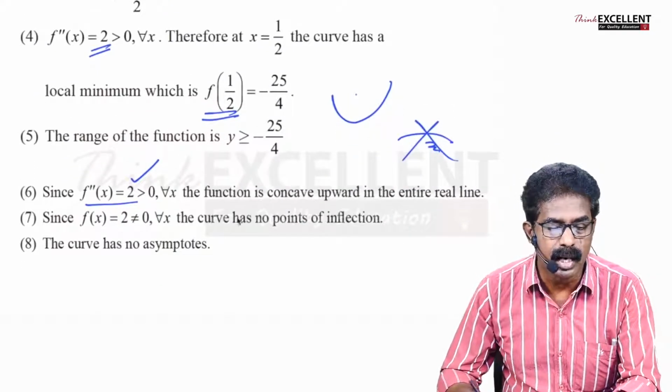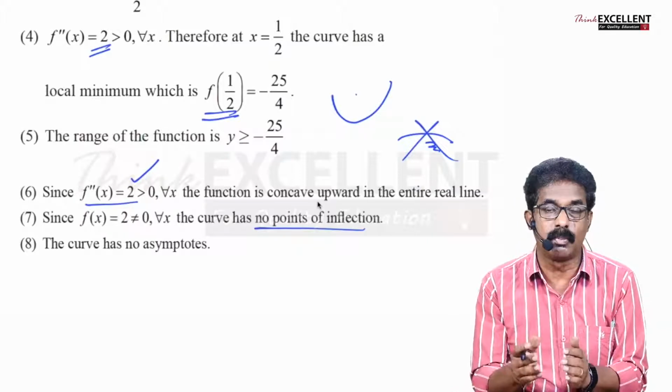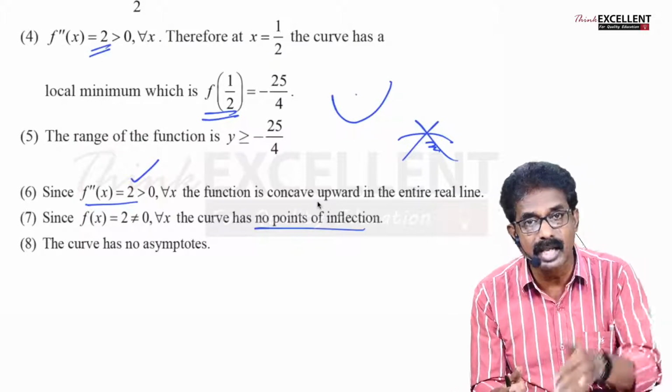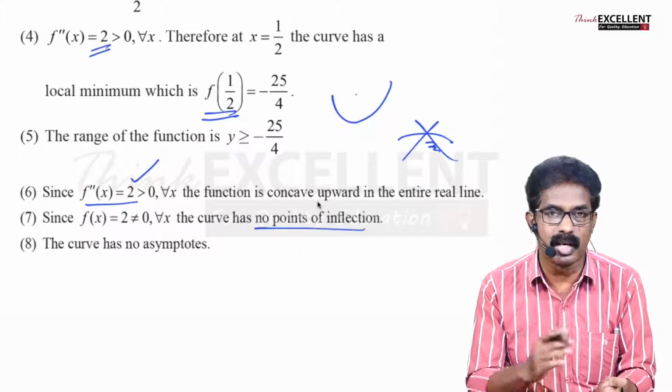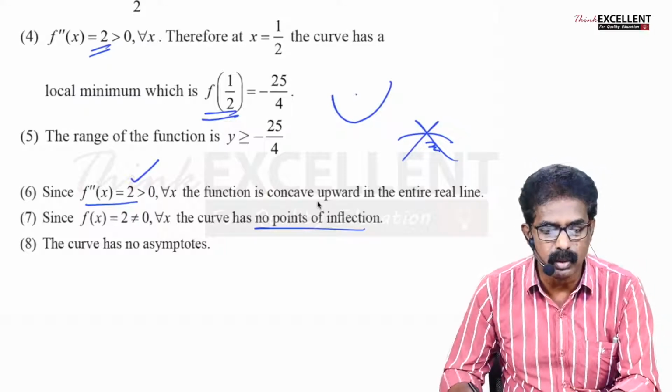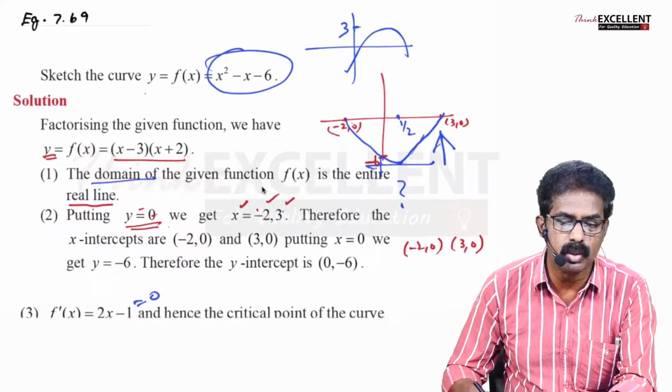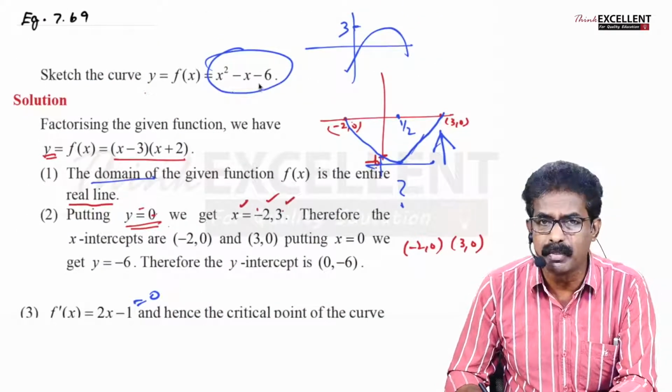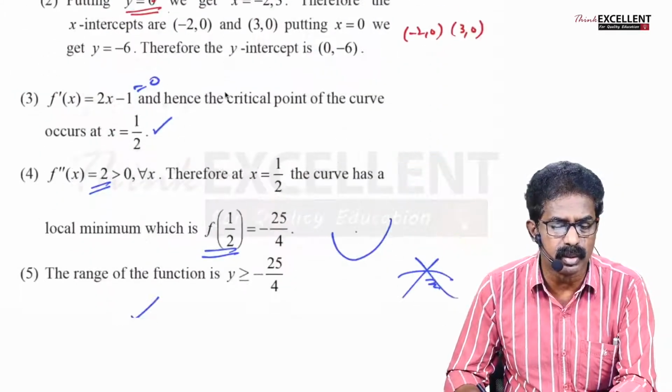Okay, and there is no point of inflection, because you know point of inflection means the curve has to change from concave upward to concave downward. So there is no point of inflection. Of course, there is no asymptote. There is no denominator. You can't make the denominator 0, right?